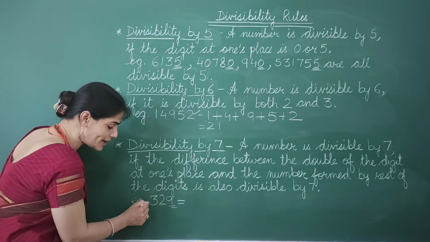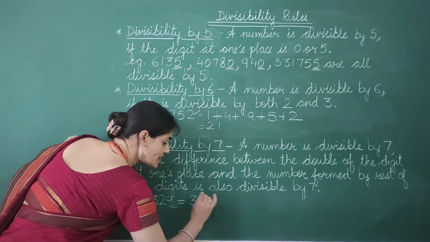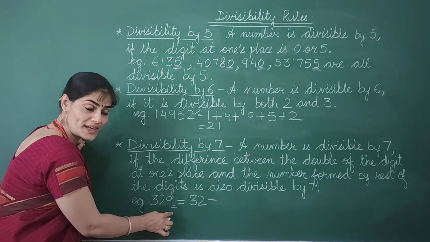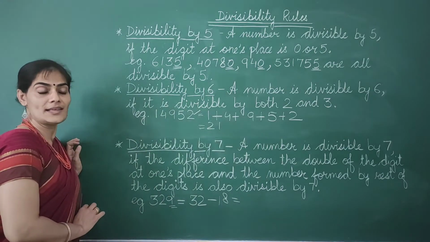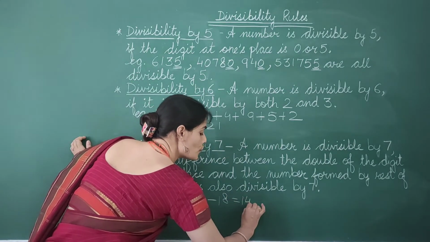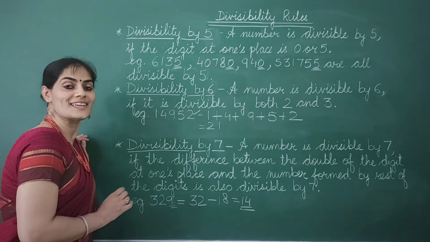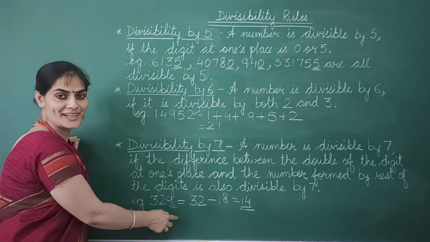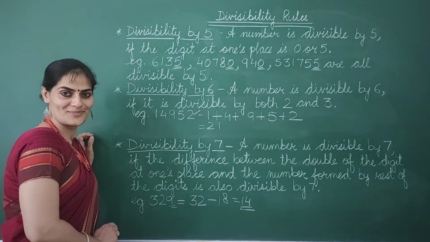The number formed by the rest of the digits is 32. From this I subtract the double of the digit at one's place, which is 18. Now 32 minus 18 is equal to 14. This difference is divisible by 7 or not? Yes, it is divisible. So this number 329 is also divisible by 7.